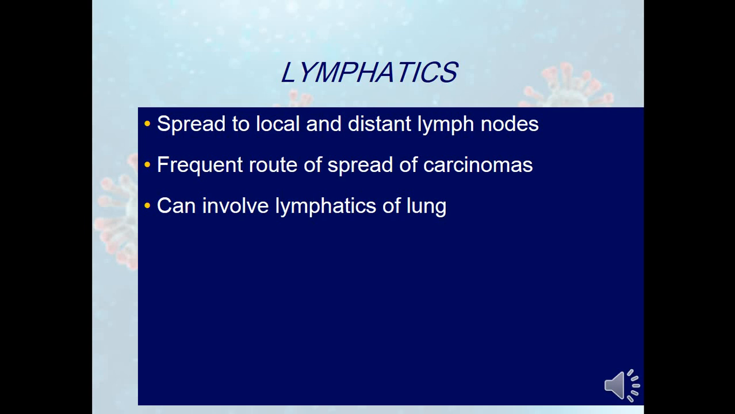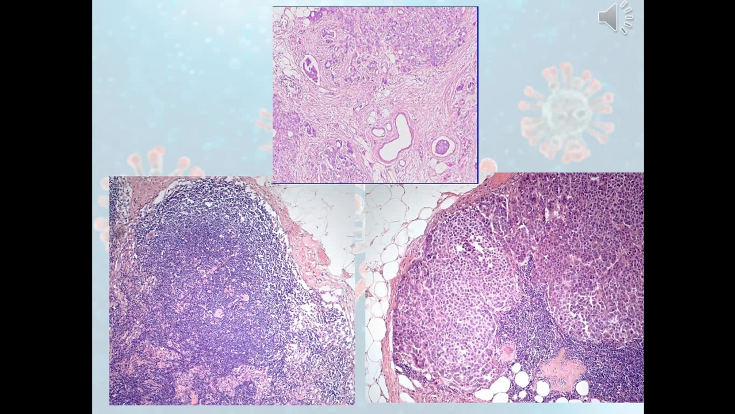So, one of the routes of the metastasis is by lymphatics, where the tumor cells, as we said, spread frequently via the draining lymphatic vessels and are conducted to local and distant lymph nodes where they grow as secondary tumors. Right, so this is a histology picture showing a lymph node involved by metastasis.